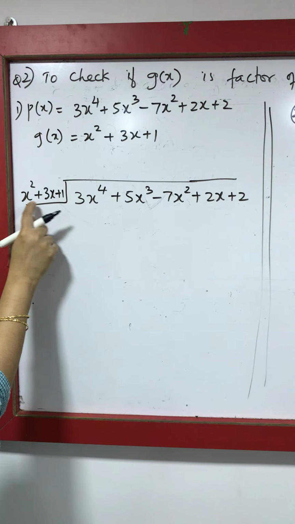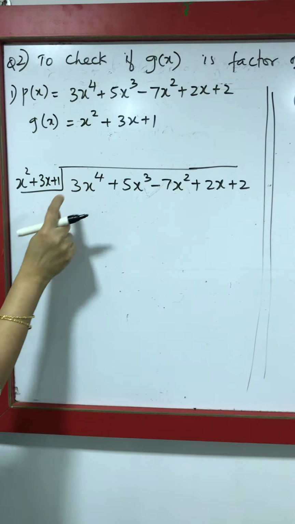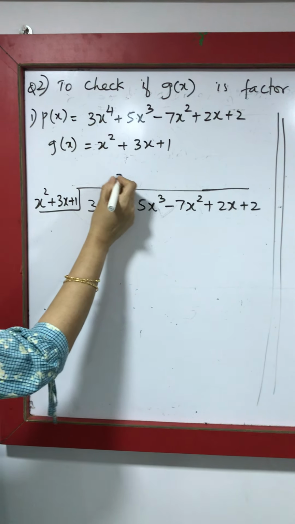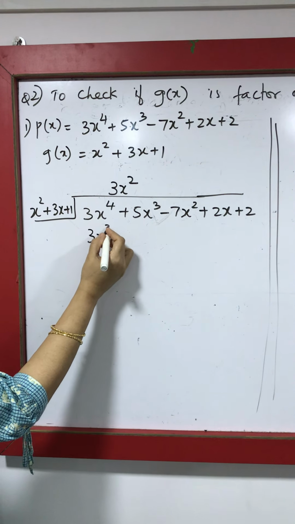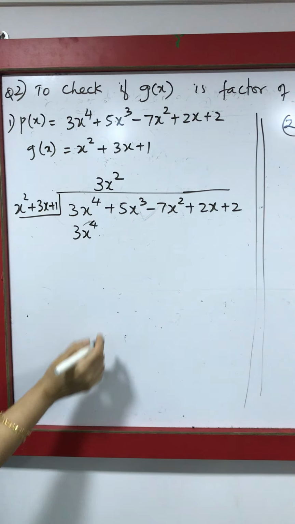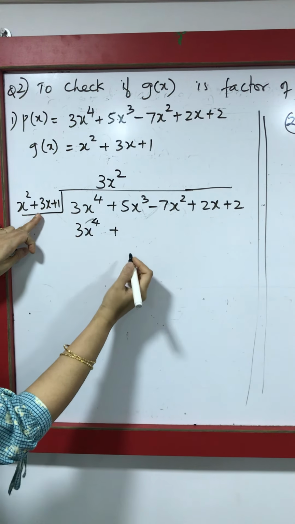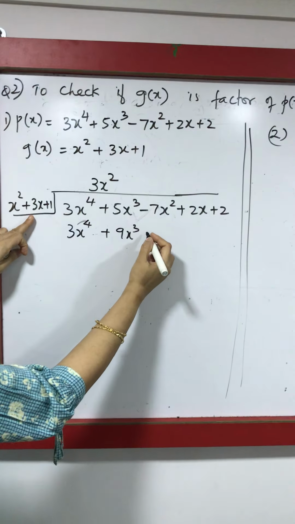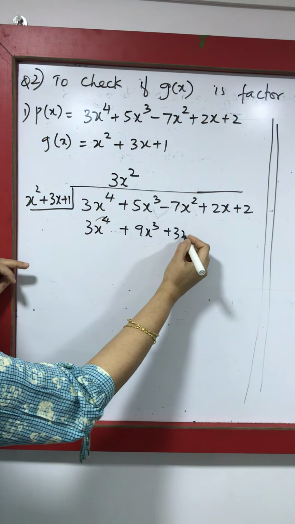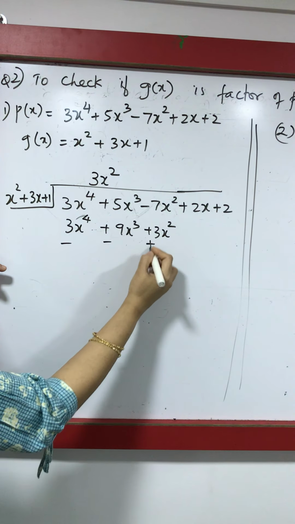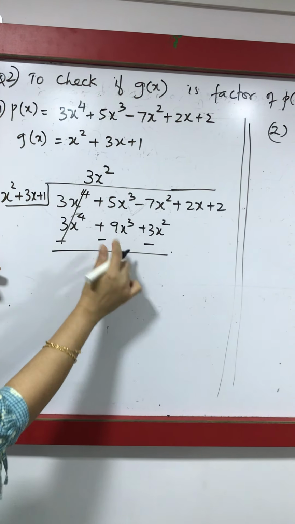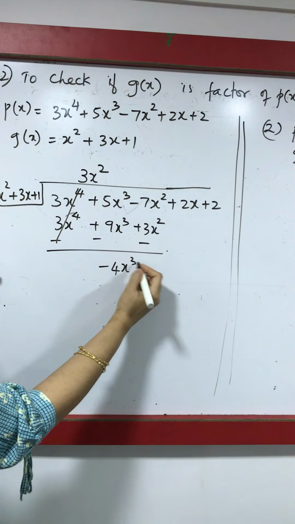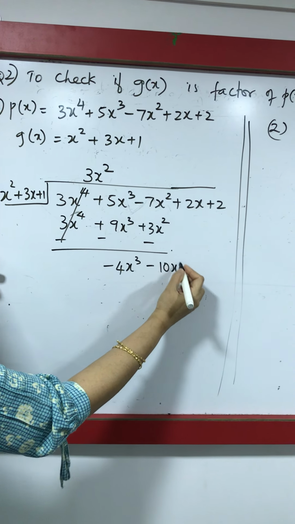To find the first term of the quotient, we divide 3x raised to 4 by x square. So that is 3x square. We multiply 3x square with all these terms. So that becomes plus 9x cube and this is plus 3x square. We change sign and solve. This will be minus 4x cube and this will be minus 10x square.